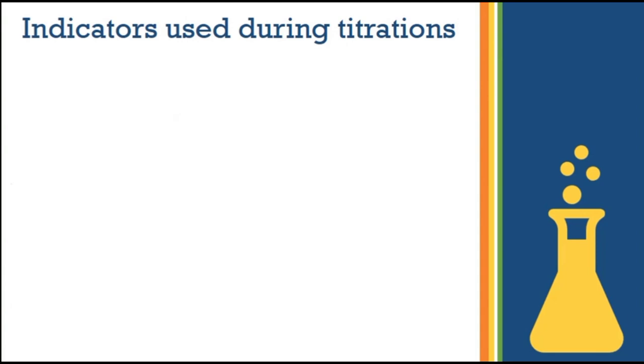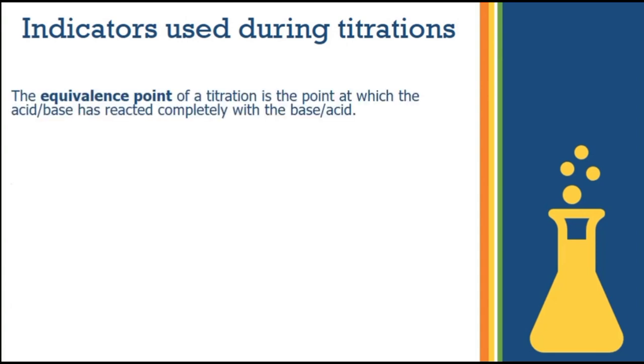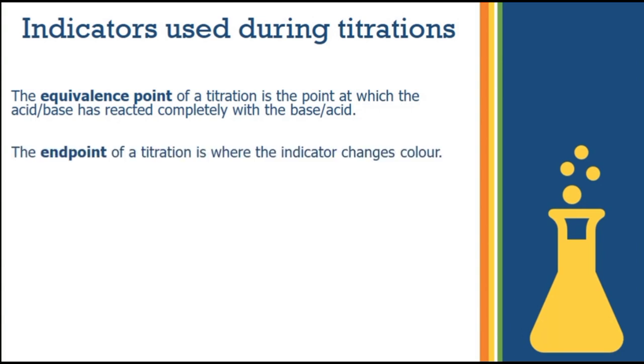So what are the indicators used during titrations? We've dealt with them before. The equivalence point of a titration is the point at which an acid or a base has reacted completely with the base or the acid. The end point of a titration is where the indicator changes color.